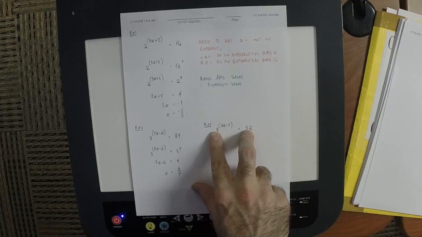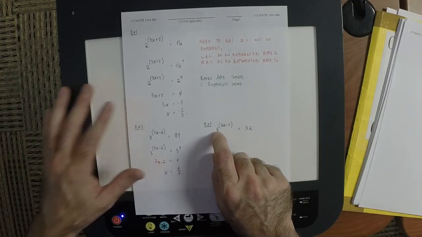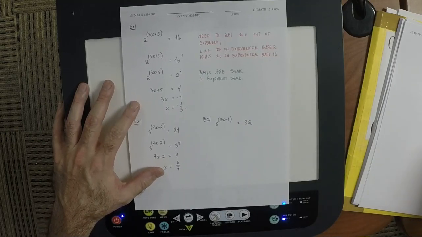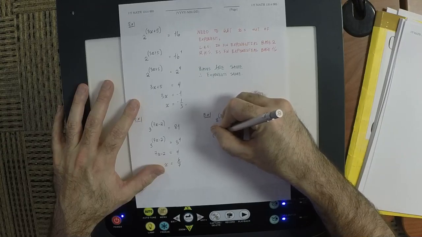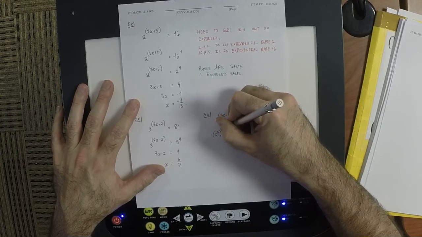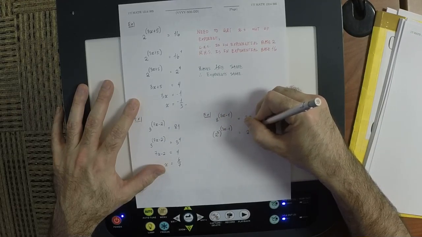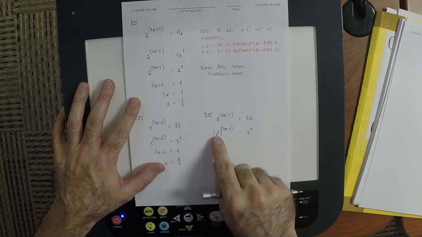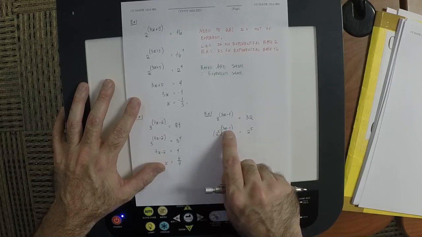So that same trick, we're having kind of difficulty making it work. But how about this? Can both of these, 8 and 32, be written in the same base? Yes, 2, right? So how can 8 be written? 2 to 3. And how can 32 be written? 2 to 5. Okay. So doing that, 2 to 3, to 3x minus 1, is equal to 2 to 5.